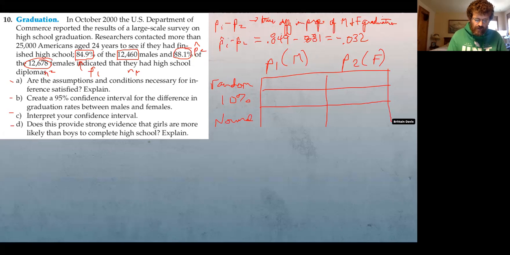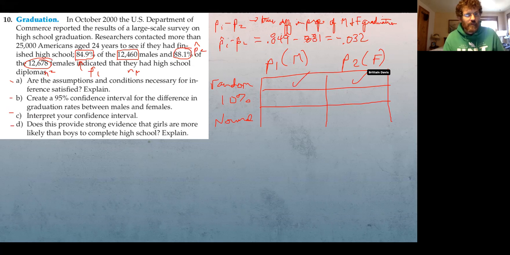If I read the problem, it doesn't specifically say that this is random. I think it's a safe assumption that it was, so I'm going to go ahead and assume that. It doesn't say that there was anything fishy about how they collected the data. 10%, that's a lot of males and females, but it's still less than 10% of the US population of each gender. And now we get to the normal condition.